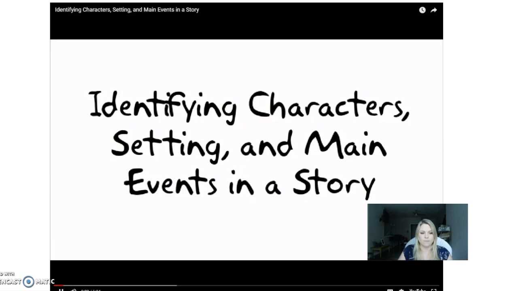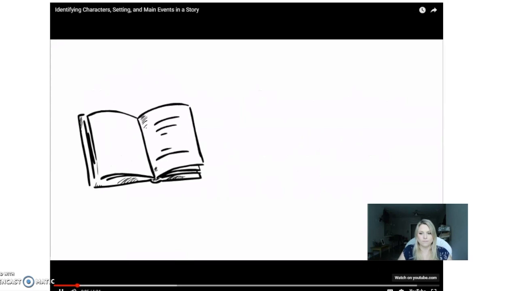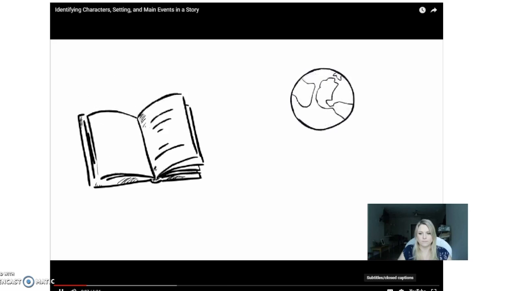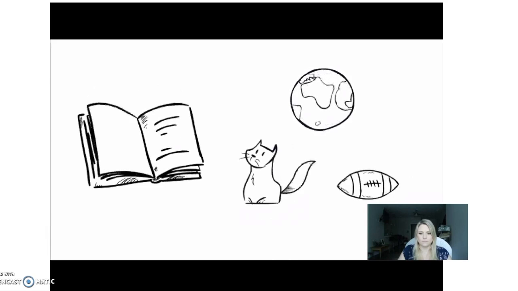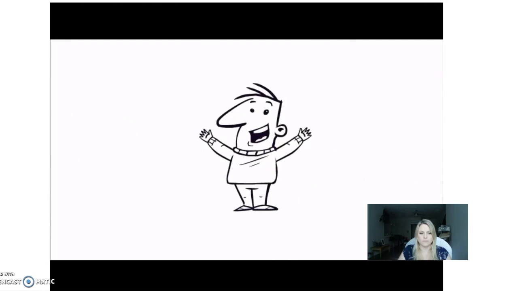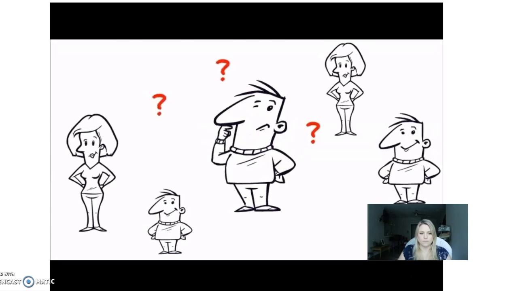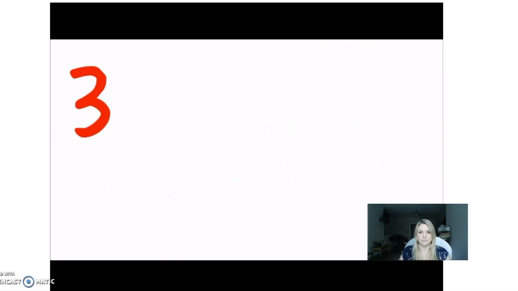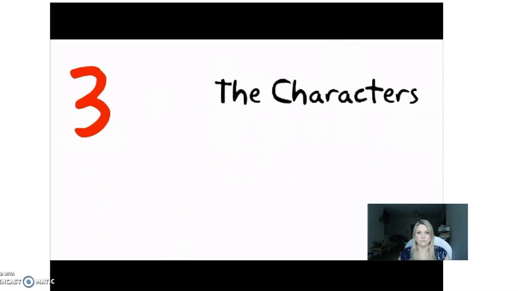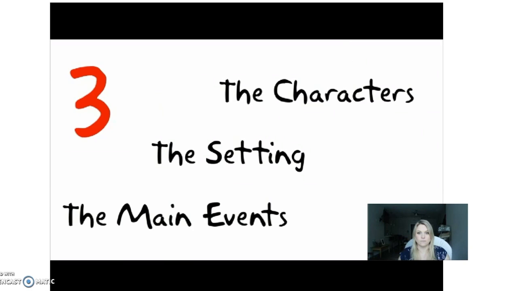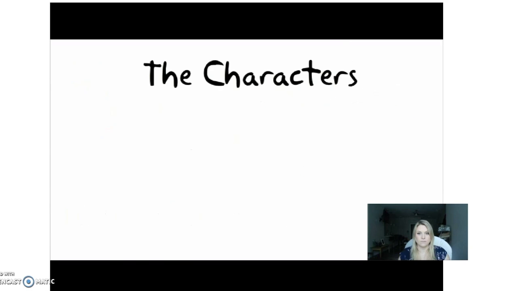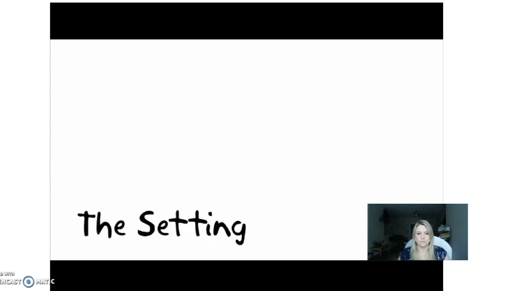Identify character, setting, and main events in a story. Reading books can be really fun. We can read about many things like what's going on in the world, talking animals, and fun activities such as sports. After we read a book, we want to share it with others. But how do we know what to talk about? What do we say? There are three main things to talk about: the characters, the setting, and the main events of the story. The characters are the who of the story. The setting is where the story takes place. The main events are what happens.